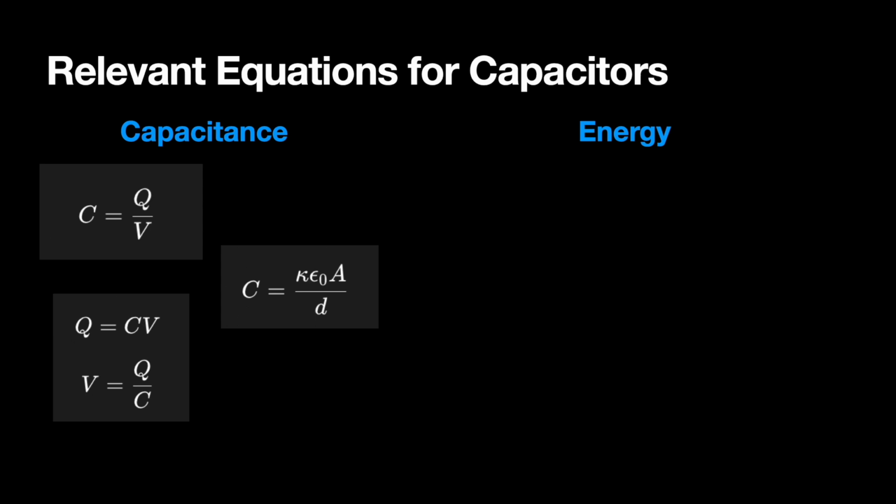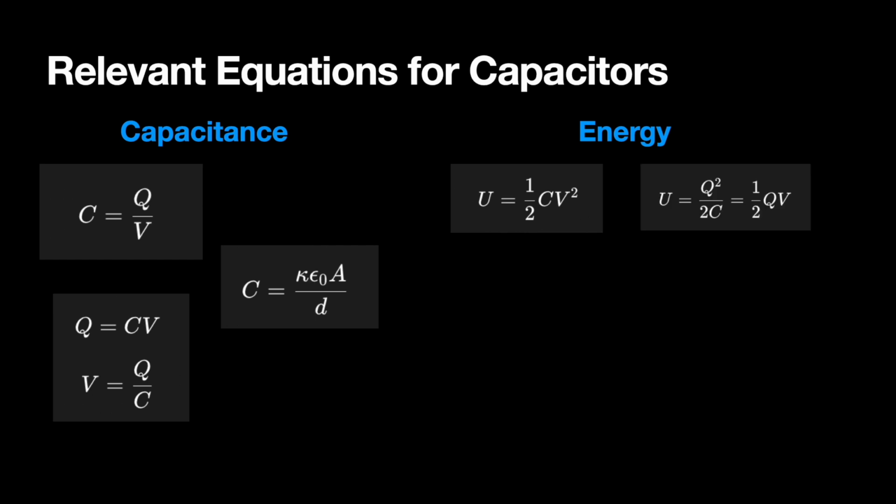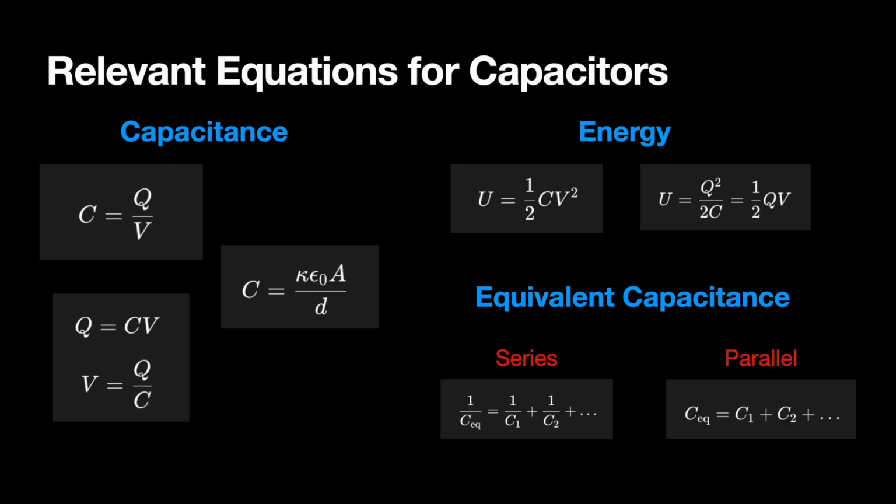There are also equations for energy. So for example, we start with the base equation one half capacitance voltage squared, and using the definition for capacitance rearranged, we can get two new equations. And finally, we have equivalent capacitance equations, which are very similar to resistance ones except they're just swapped around.